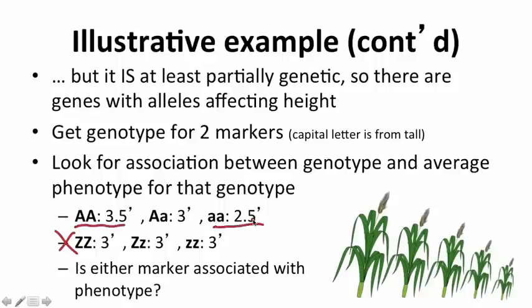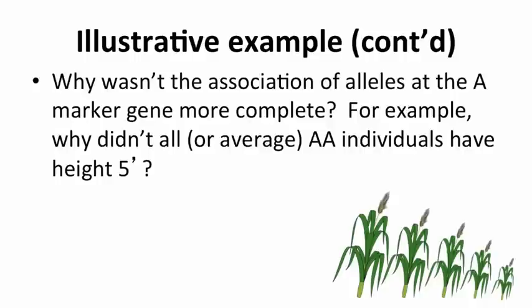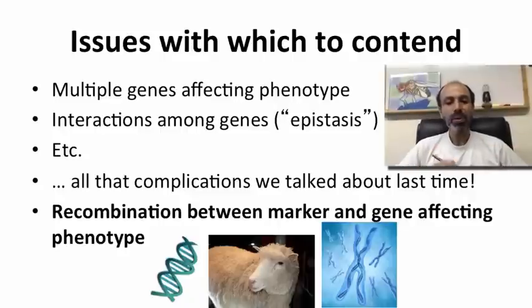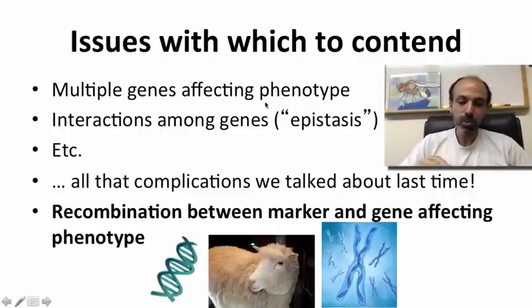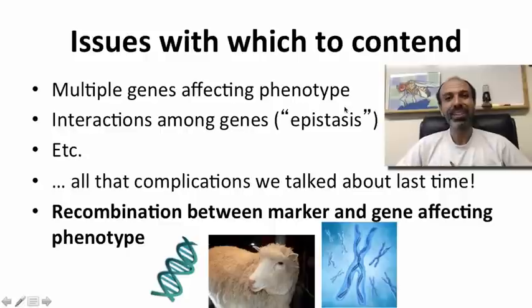Now let me ask you a different question. Why wasn't the association of the alleles with the A marker much more complete? Why weren't big A individuals 5 feet tall and little a individuals 1 foot tall? That's what we saw with the parentals. Why didn't we see that? Well, the answer is all the things we talked about last time and one. So there's the possibility that there's multiple genes affecting the phenotype. This one's very likely to be true.